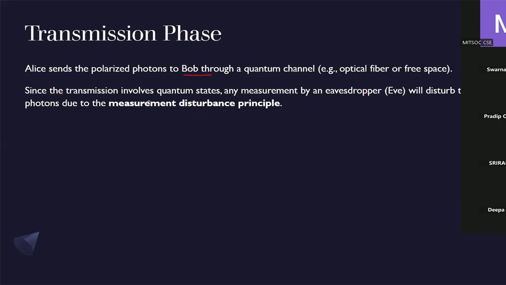Since the transmission involves quantum states, any measurement by an eavesdropper will disturb the photons due to the measurement disturbance principle. So this is another principle we have, the measurement disturbance principle. We'll see that particular principle later, right? So in this phase, Alice will send those photons to Bob only, right?